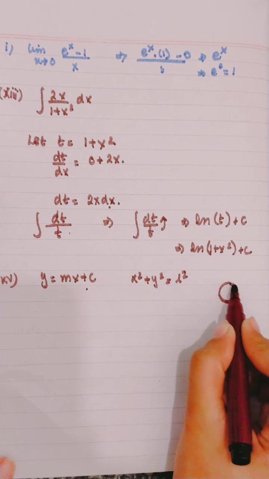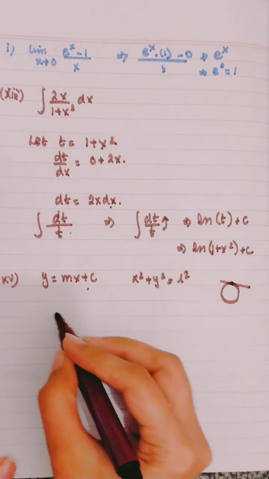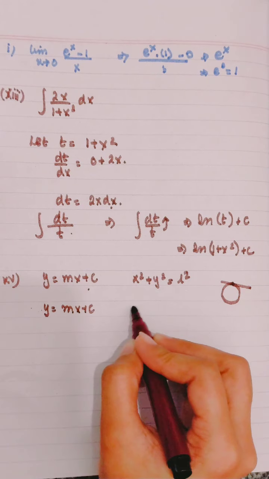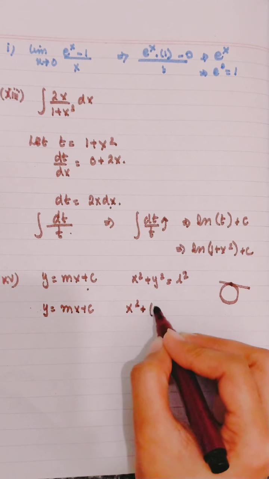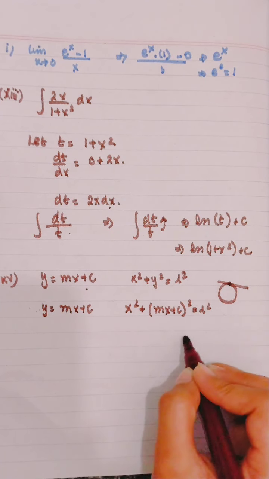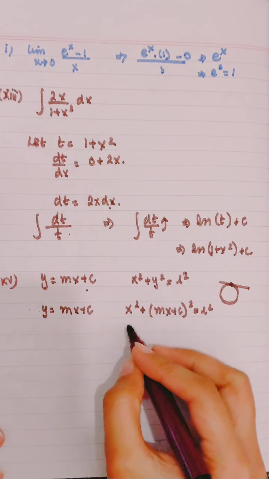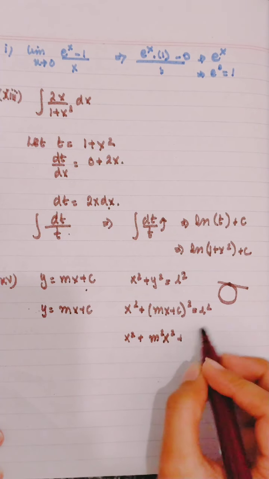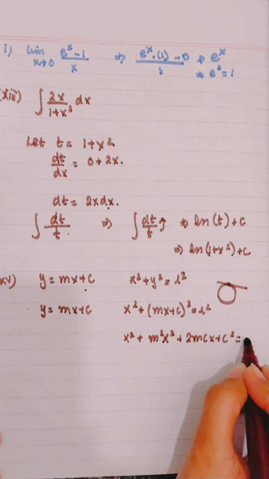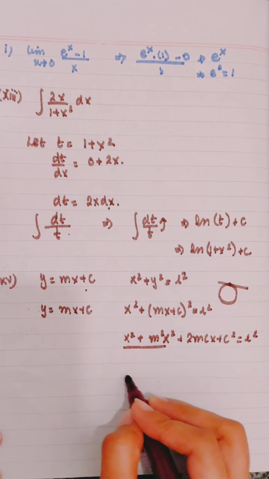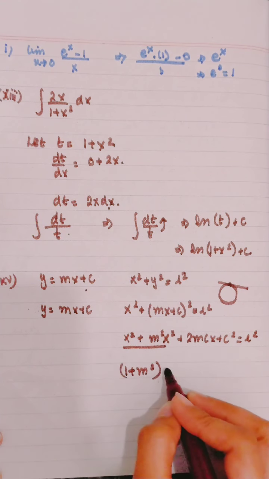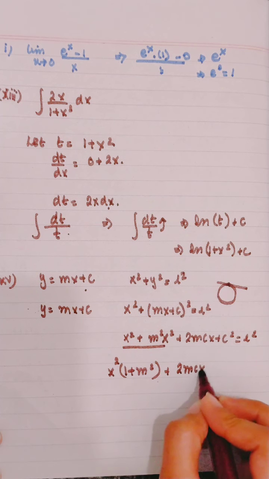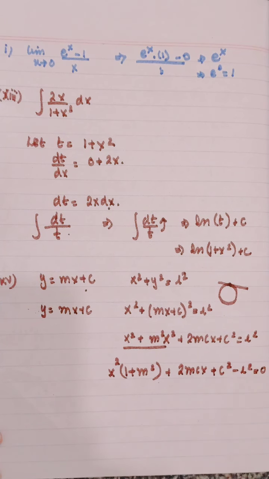If this line touches the circle, then they will have one common point, okay? So try to find that common point. We have y equals mx plus c. Substitute in this equation, so x square plus mx plus c whole square equals r square. Applying the formula on this, it will be x square plus m square x square plus 2mcx plus c square equals r square. Take r common, so it will be 1 plus m square into x square plus 2mcx plus c square minus r square equals 0.